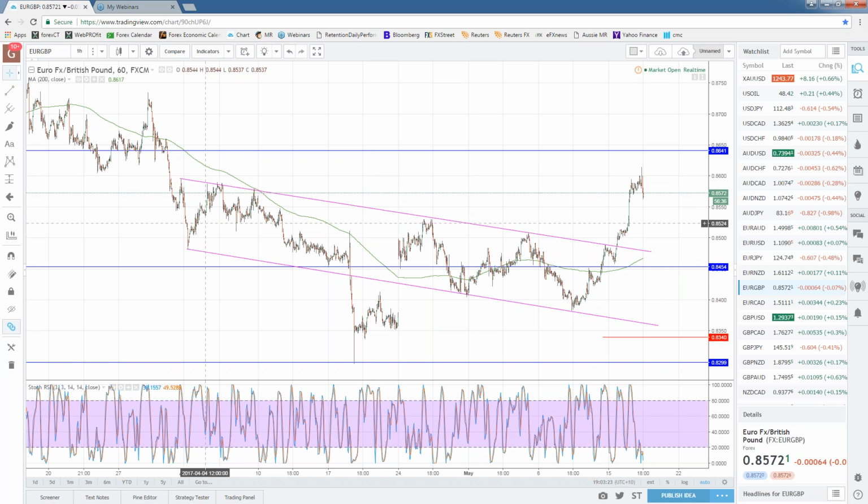So obviously you've got to allow the pattern to be created. You probably would have noticed the resistance here being the third time: 1, 2, 3. You definitely would have picked it up here, and you would have picked up the support over here. Resistance again here, support, resistance.